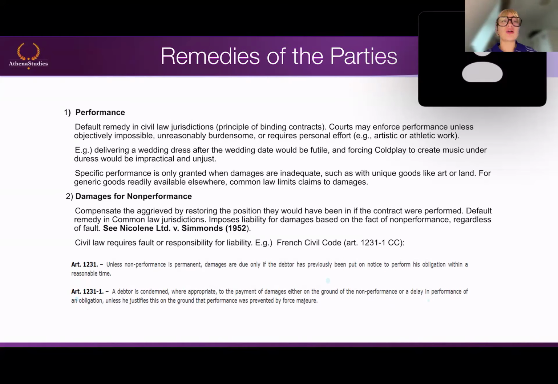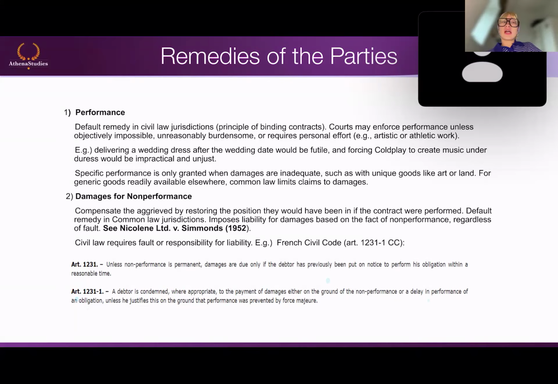In civil law, the default remedy is performance. So it is all about encouraging you to perform your obligations. Their approach is that you promised to do it, so you have to do it. But of course, there are limits because some things are simply impossible or unreasonably burdensome. For example, you cannot really ask Coldplay to write a song 24 hours before their world tour because that is first impossible, and also unjust and impractical. It is all in the frames of reasonableness, like everything that we study.